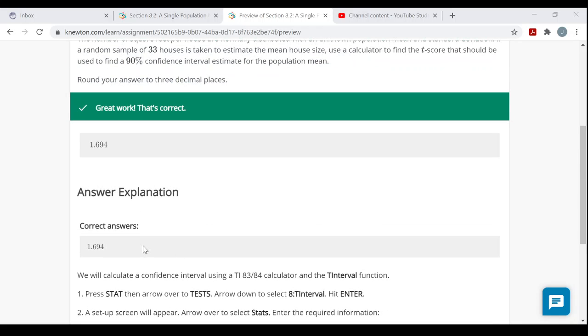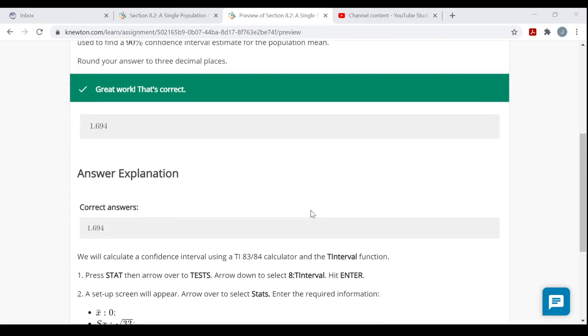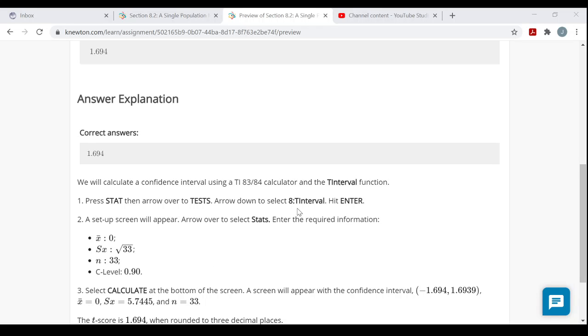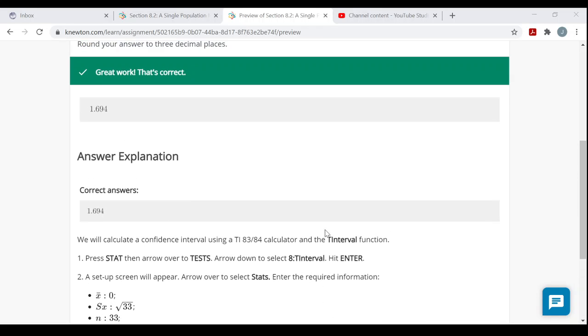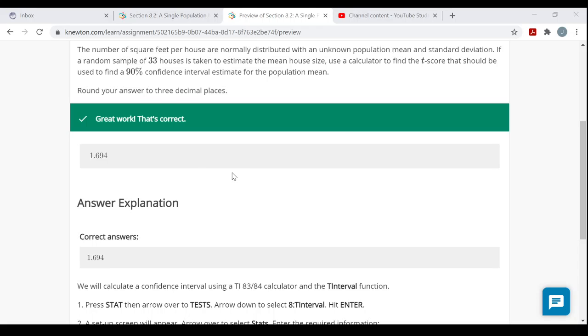I personally like just using the inverse t because you're only asked for a t-score. And yeah, so hopefully the way I did this here, and again, if you want to read the answer explanation, go to more instructions, see how they're doing it, do it that way, that's fine. But my way with inverse t is totally fine as well.